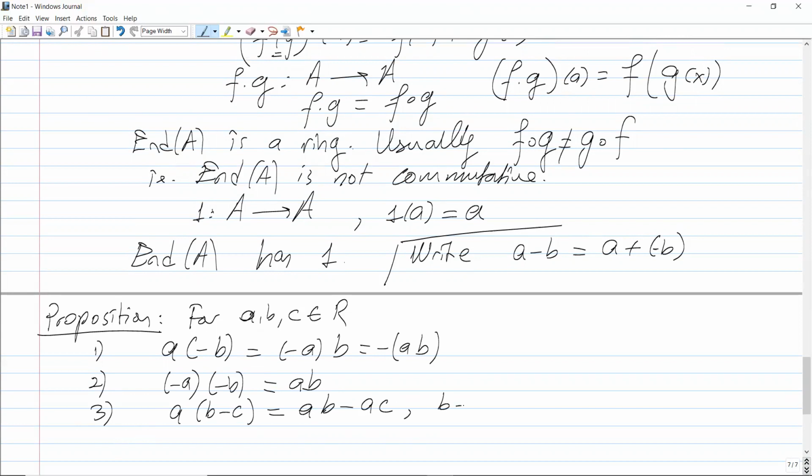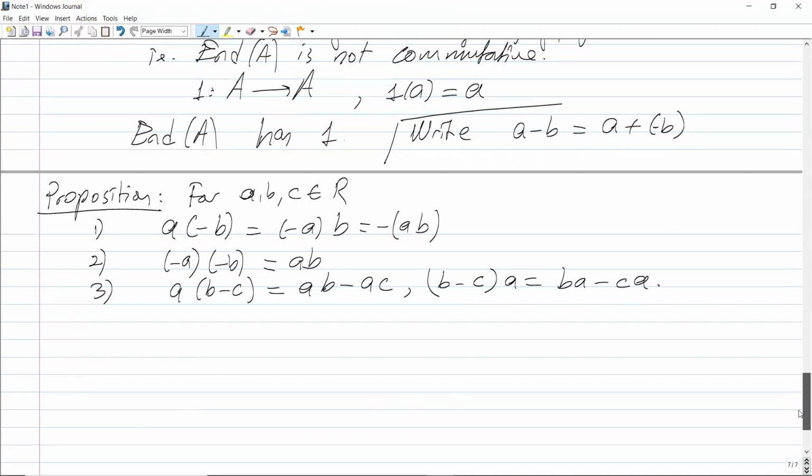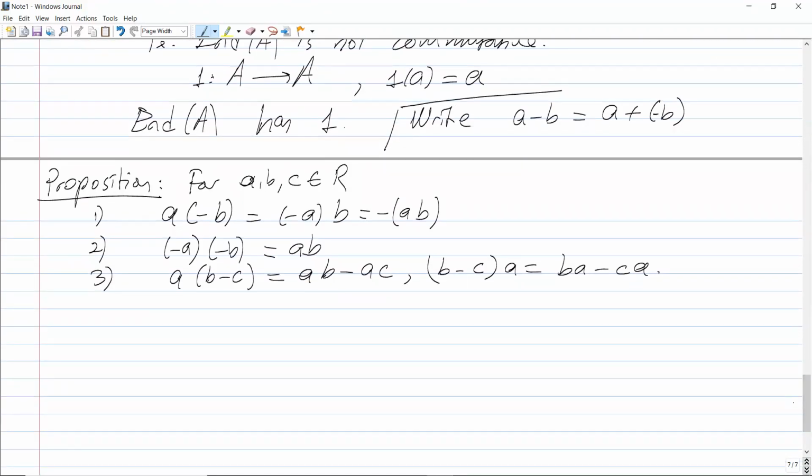Or also from the other side, let me write like that: (B minus C) times A equals BA minus CA. Okay, let me do one of them. I will leave the rest to you. So the proof of one.